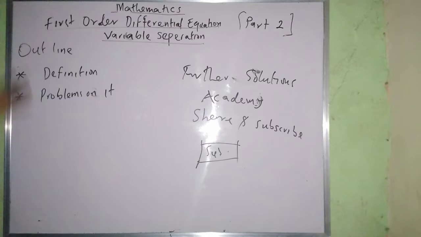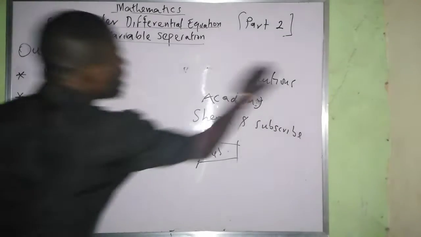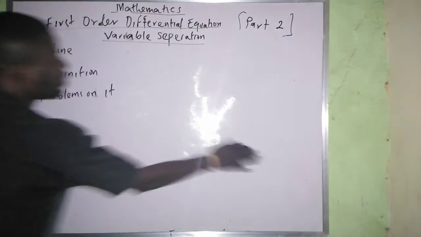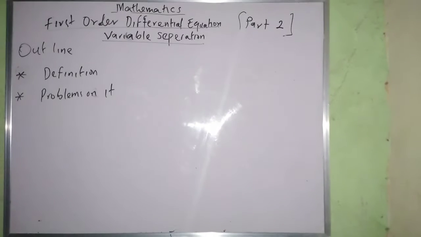This is ordinary first order differential equation. I'm now on the method. I want to show the method, which is the first method, variable separable. This is part two of ordinary differential equation. The outline of this video: first, the definition of variable separable and the problem on it. How do I know, how do I get the problem, and how do I solve the problem on it? At the end of this video, you should be able to understand all this. If you do not get it, review. If there is any problem, drop your comment and it's going to be attended to.